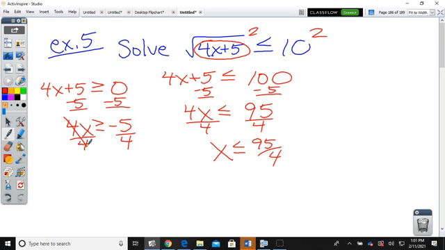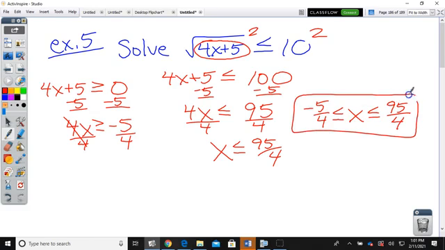So I work it out. My lowest possible number is negative 5/4. My highest possible number is 95/4. And you write them together as negative 5/4 is less than or equal to x, which is less than or equal to 95 over 4. Yeah, you can leave it in fraction. Make sure you reduce your fraction, okay? But absolutely, you can leave it in a fraction. Or I'll take the decimal too.